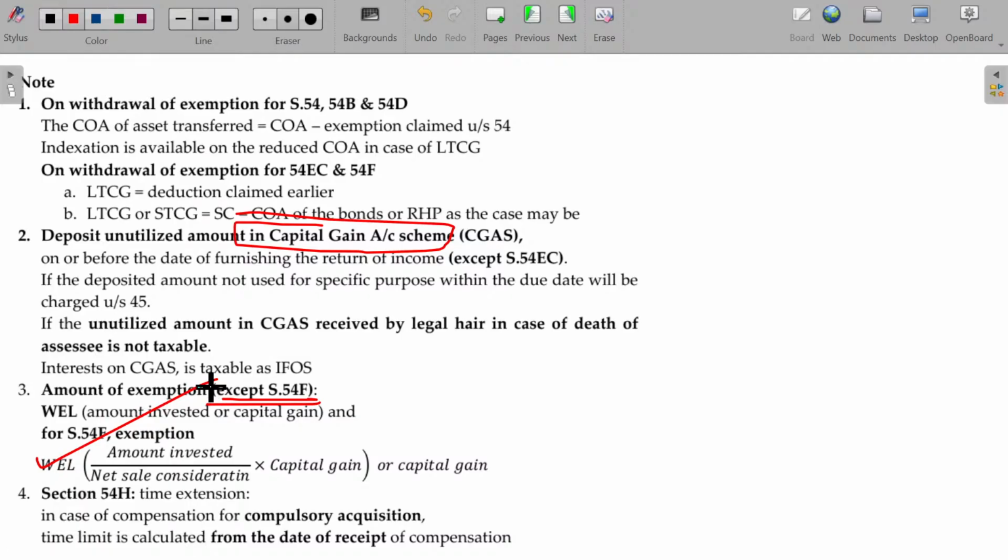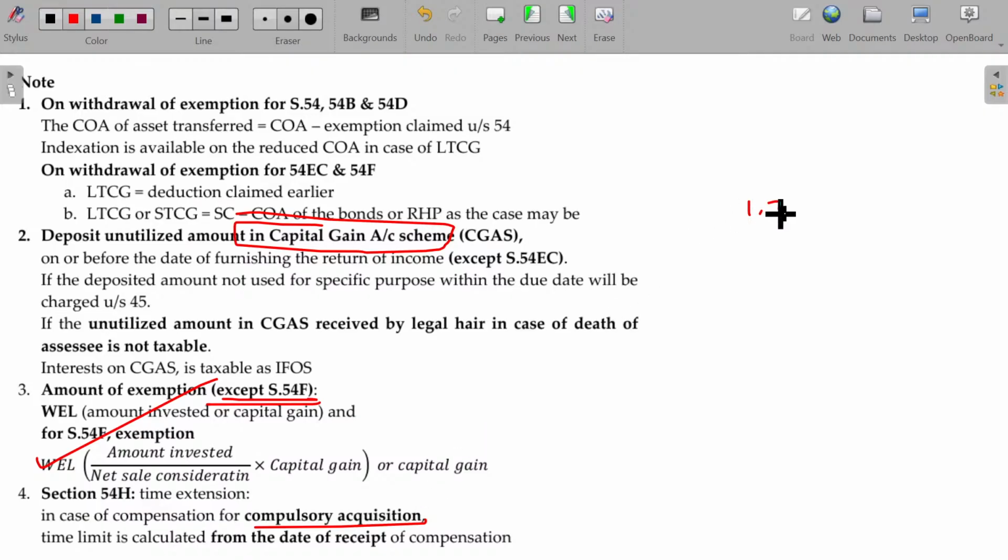Now, sometimes you sold the asset, but you didn't get the consideration, like compulsory acquisition. So within 6 months, you have to deposit under 54EC, or within the due date of filing of return of income, you have to deposit in the capital gains account scheme, or you have to buy the asset, or you have to construct the houses. All these things are 2 years and 3 years there.